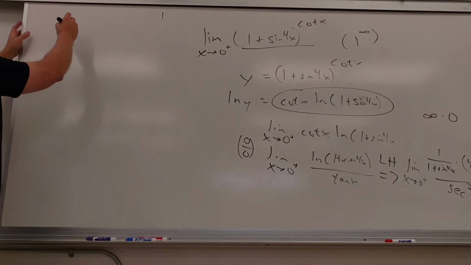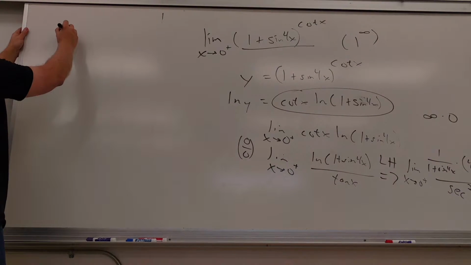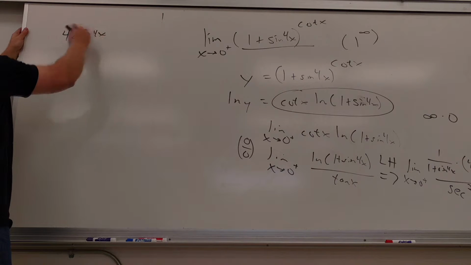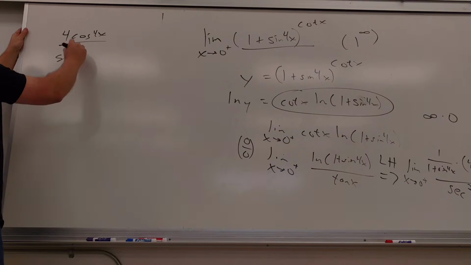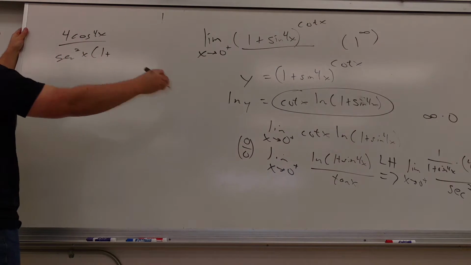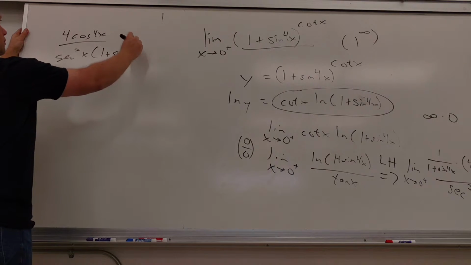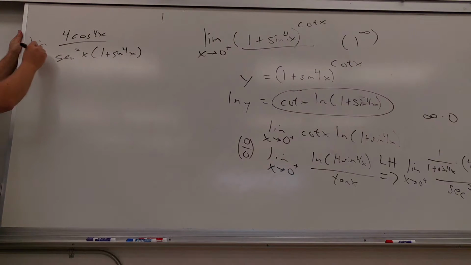Where am I at? Bring it down. Yeah, 4 cosine 4x over secant squared x times 1 plus sine 4x. So that's where we are now. Is it still indeterminate? When you plug a 0 in, what do you get here? Cosine of 0 is 1. So it's not indeterminate. We can't apply L'Hopital's rule anymore, right?